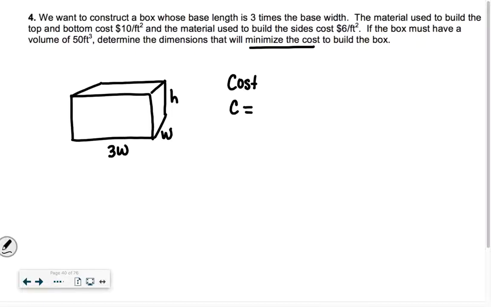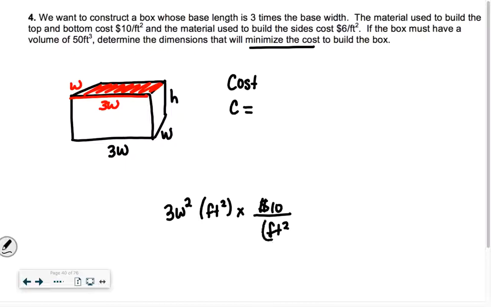And the top and the bottom cost $10 per square foot. So let's talk about the top and the bottom. This is W by 3W. That's the area, right? How do I work in this $10? Yeah, it's going to be 10 times that area. Do we understand why that works? Because we'd have 3W squared, which would be in units of feet squared, and then we multiply by our dollars per feet squared. Do you guys see how those feet squareds will go away? This is going to be in dollars.